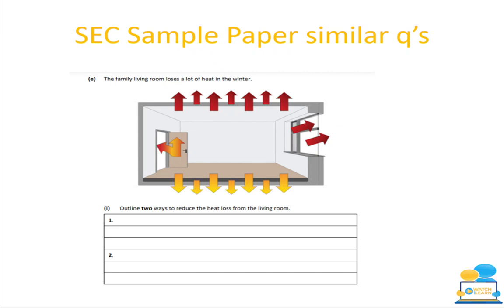You could, for example, put in a pellet fired stove so that you have constant heat going throughout the house. You could have a thermostat in the room. So there are loads of different ways you could reduce your heat loss.